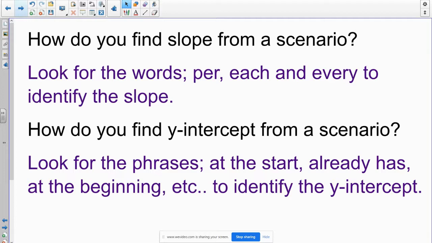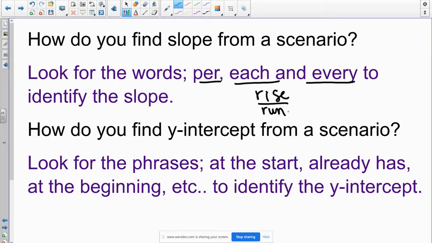So you're going to look for the words per, each, every. Those will give you a clue that you are looking at the slope, because remember, slope is rise over run. So it's that feel of rise per run or gallons per mile or whatever you're looking at. So it's that idea of a ratio, a per idea.